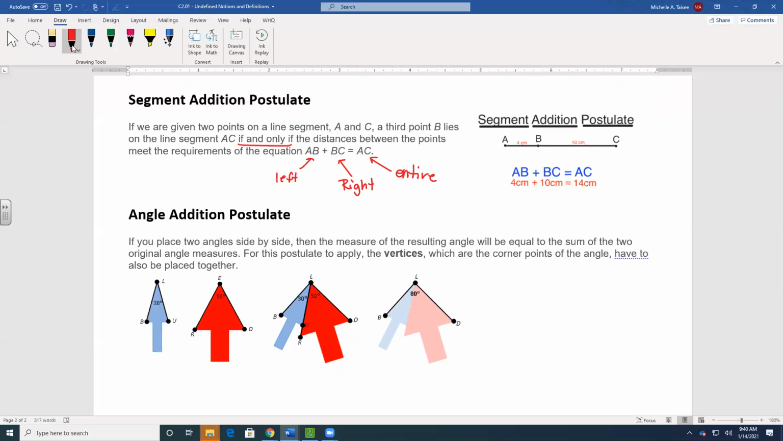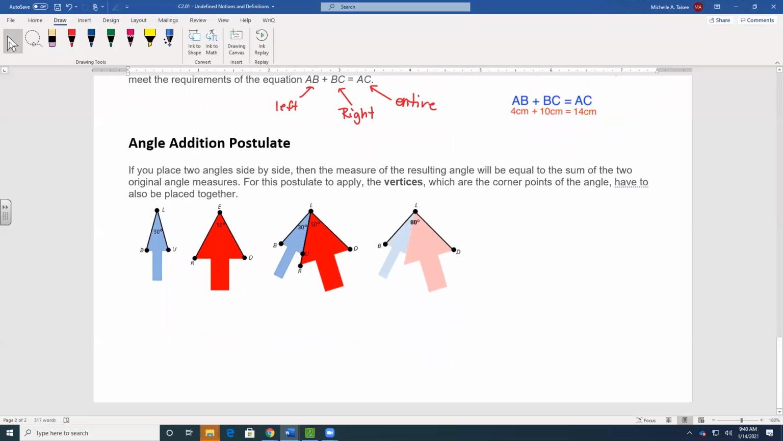So then underneath the picture here, we have different numbers that make it work. All right, and then we have the angle addition postulate, where it says if you place 2 angles side by side, sharing a ray, then the measure of the resulting angle will be equal to the sum of the 2 original angle measures. So here I have 2 angles. One of them is a 30-degree angle. The other one is a 50-degree angle. They are not touching at this point.